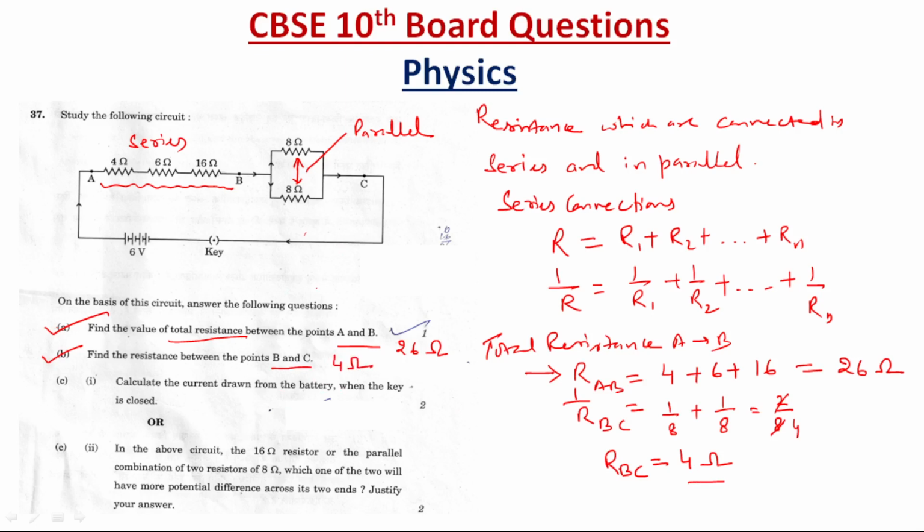So now this circuit can also be written as RAB, that is 26 ohm, then another resistance, that is 4 ohm, that is RBC, and then a 6 volt battery is there like this. Okay? So this is A and this is B and this is C. So total resistance between A to C, we can also write as RAC is equal to 26 plus 4, that will be 30 ohm. Right?